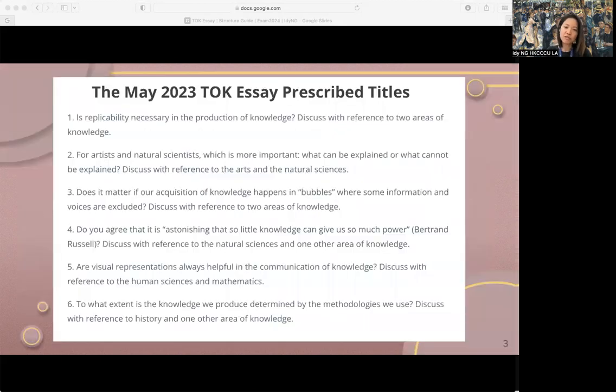So I would like to show you the PT, the prescribed title list from last year, May 2023. You have 6 titles that are assigned by IB, so you choose one from it. Consider which AOKs you would like to use for that title, and then you start structuring, and then you start writing. You start to draft.